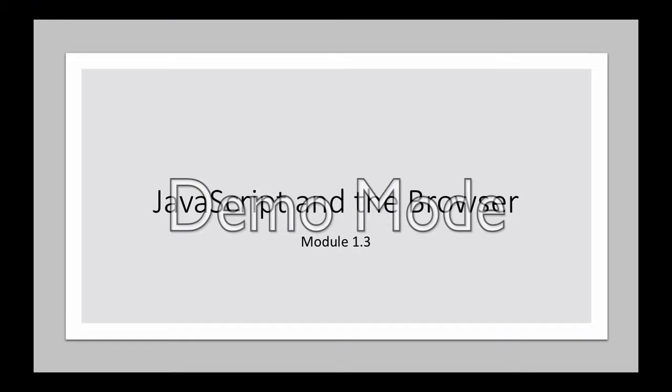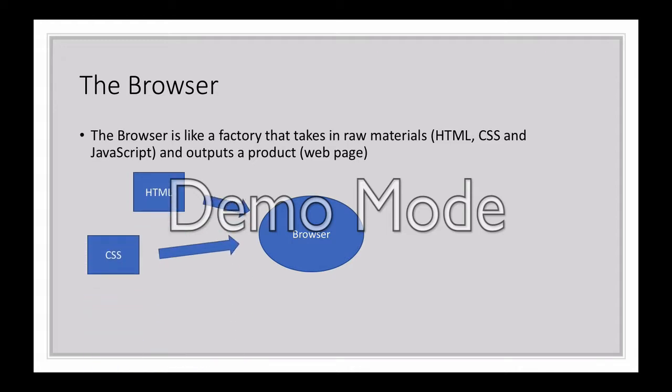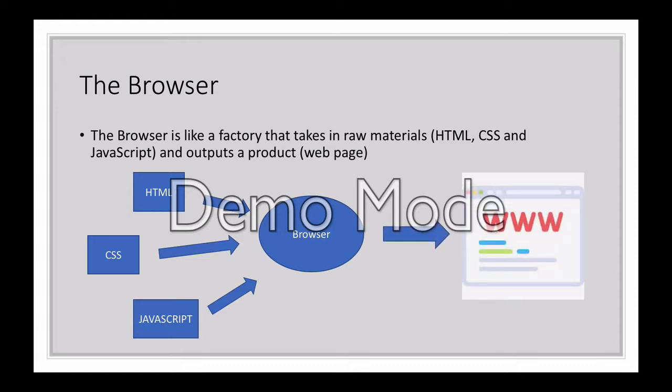Now, in this very short module, I'm going to talk a bit about how JavaScript and the browser run together. If we look at the browser as a factory that has certain raw materials, the first is HTML code, the second is the CSS, our styling, and the third is JavaScript. The browser does some processing and eventually produces and renders a web page. This is the product that we see and we interact with.